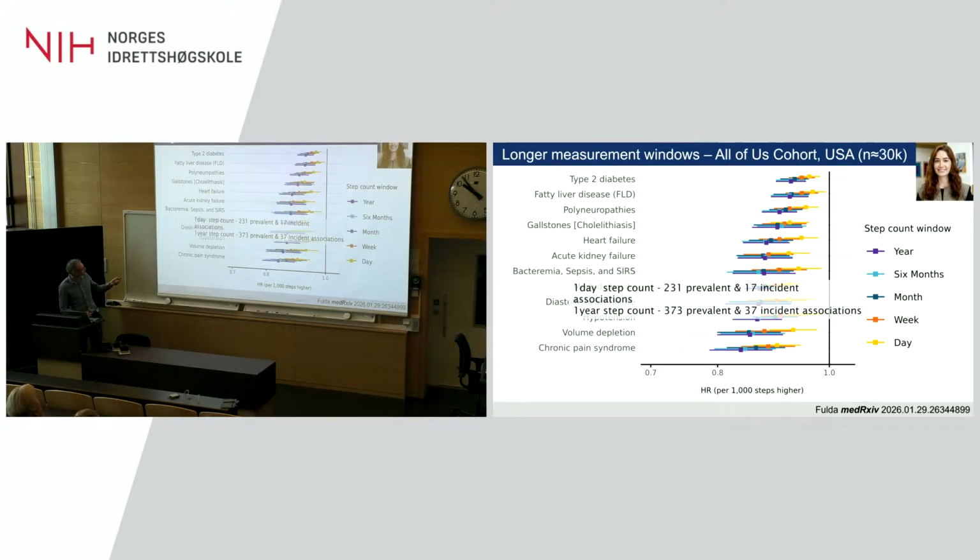So what Evelyn looked at is, if you've got a day's worth of step count, you might get an association with 17 incident diseases, whereas if you've got a year's worth of measurement in people, that goes up to 37 incident disease associations found. As you can see, there's a whole load of diseases with which it's associated. So again, 7 days is very pragmatic, but if you can get even longer periods of measurement, I think there's a lot to gain from that.